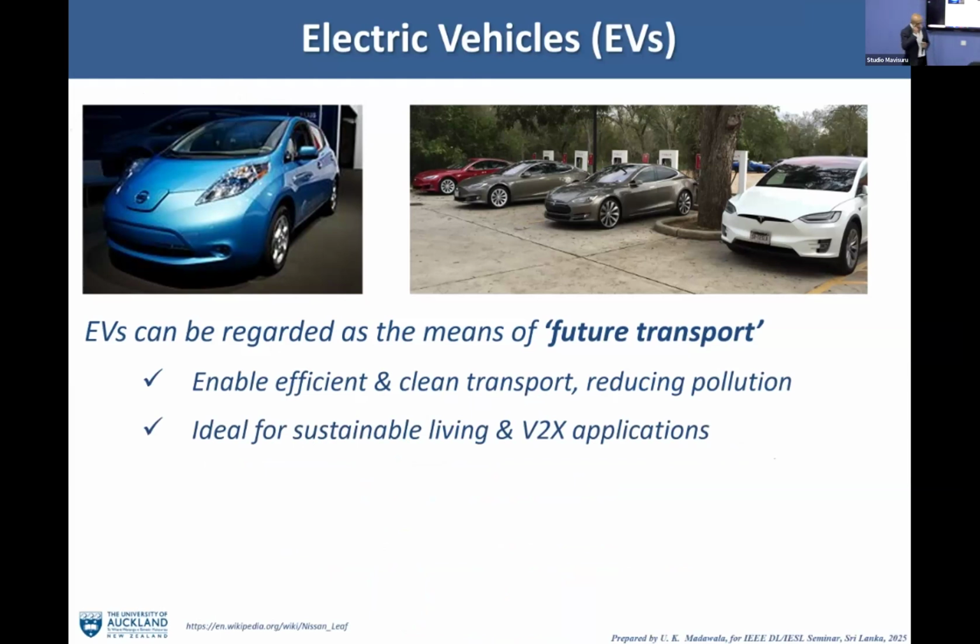Well, so the EVs, it's a buzzword. As you can understand, EVs can be regarded as a means of transport, mainly because they enable efficient and clean transport and reduce pollution. And it's ideal for sustainable living, right? Also, the battery can be used for V to X. That means V to anything applications, and later on in my talk, I'll talk about what is meant by V to X and how we can do that.